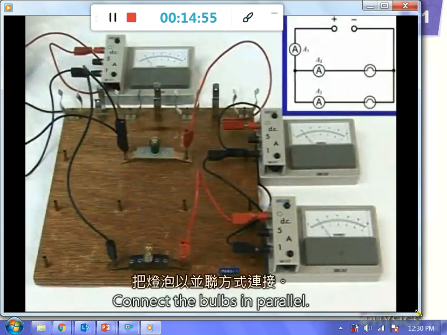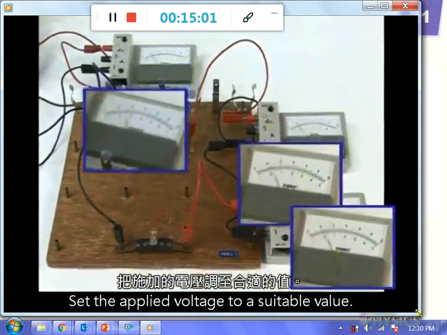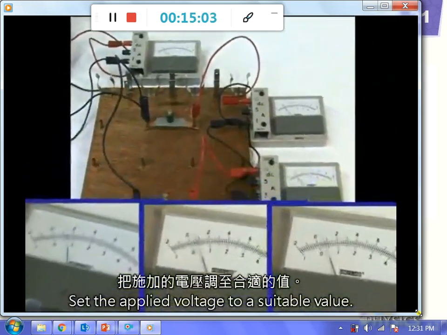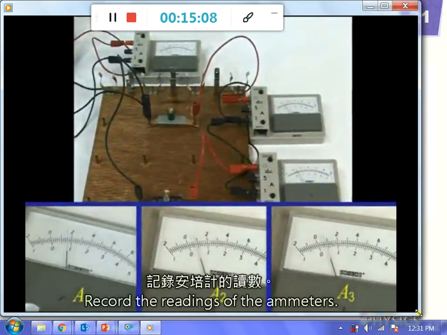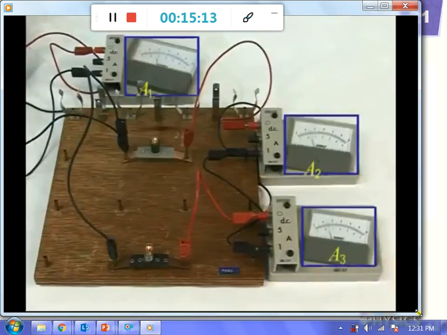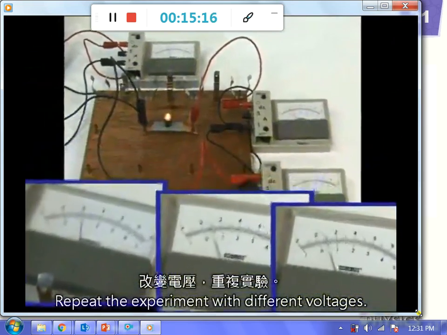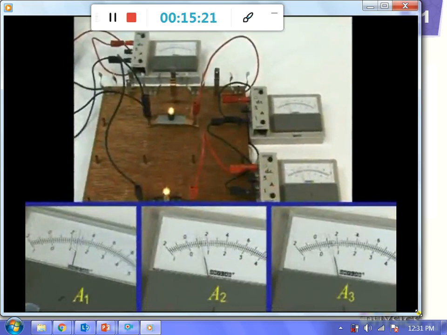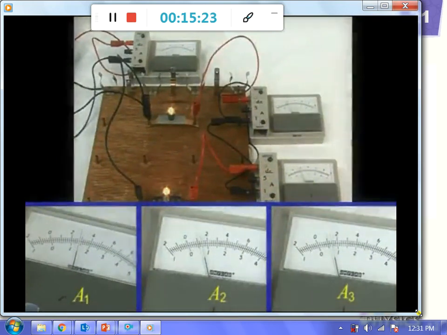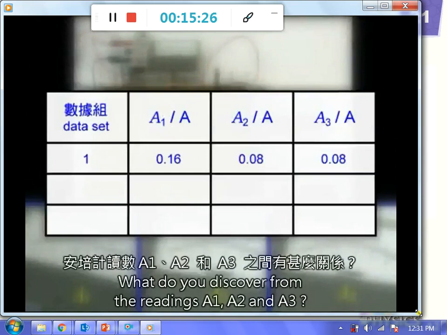Connect the bulbs in parallel. Set the applied voltage to a suitable value. Record the readings of the ammeters. Repeat the experiment with different voltages. What do you discover from the readings A1, A2, and A3?